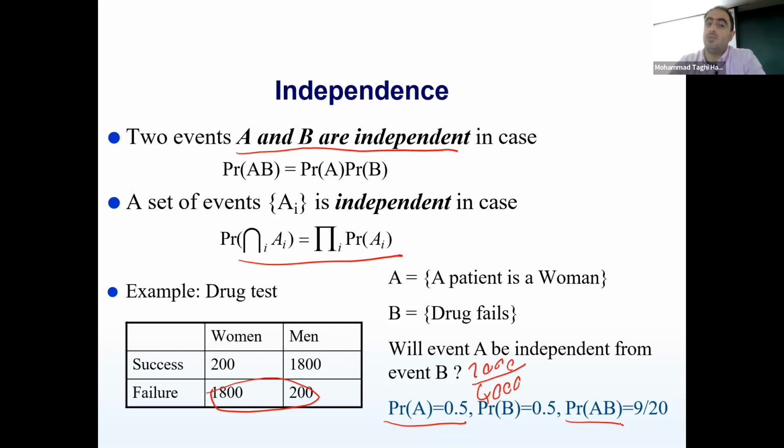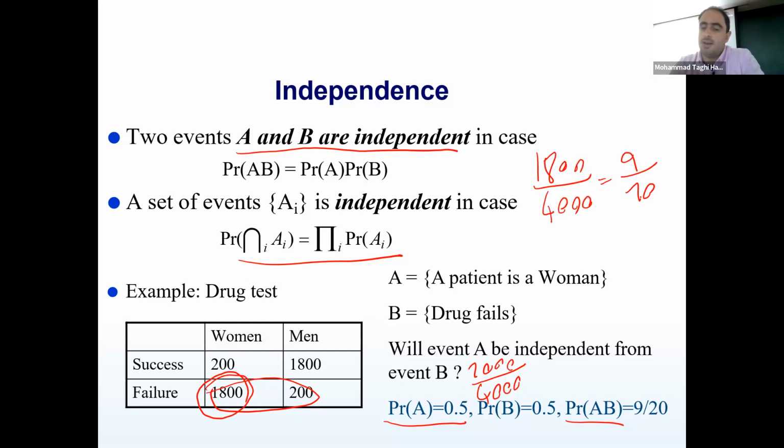Now, what about probability of AB? You need to use this formula. First here, what is the AB? It means that it is A intersection B, that the person is a woman and the drug fails. So in that case, it would be this 1,800 over what? Over 4,000, which is 9 over 20.